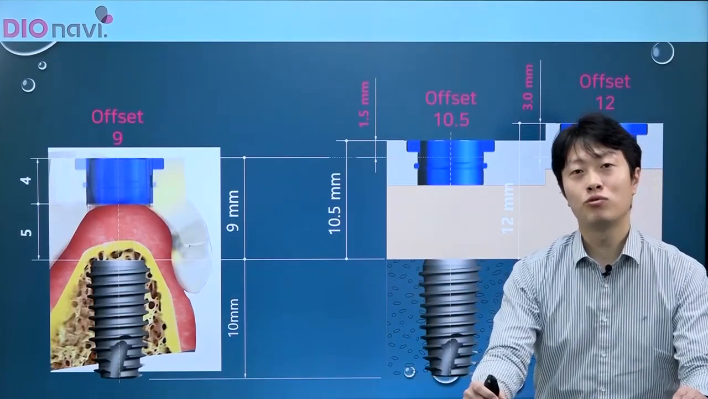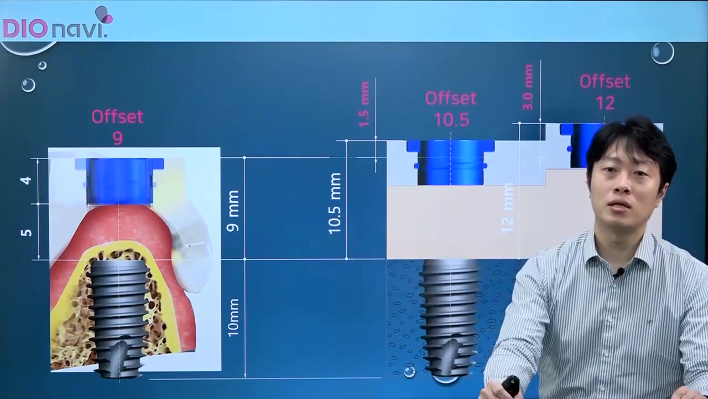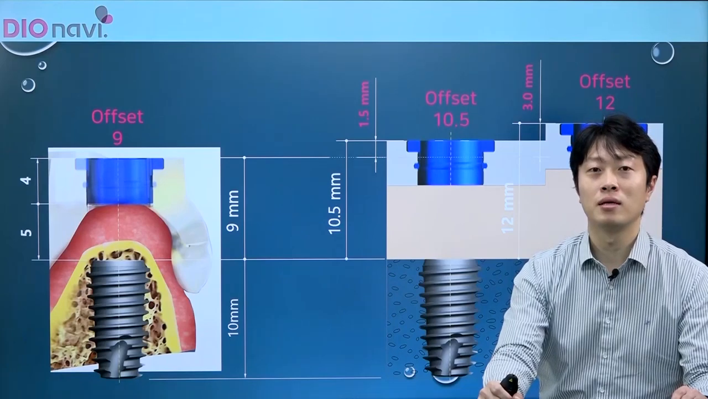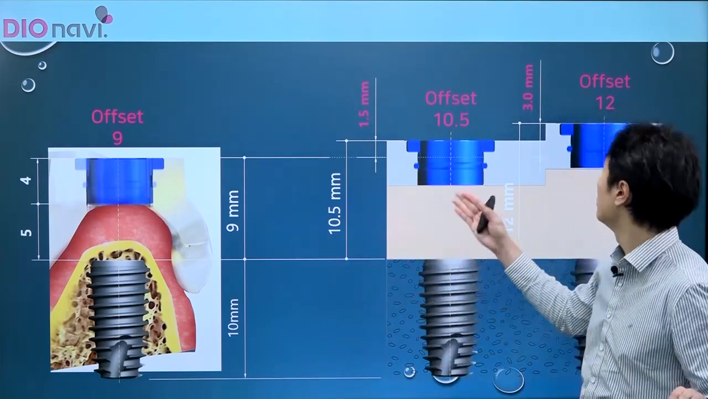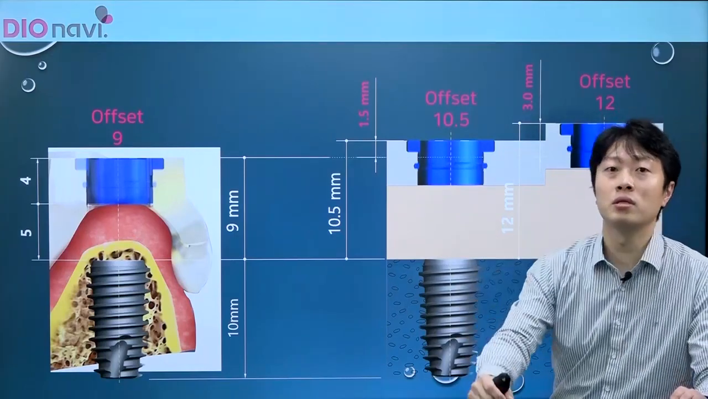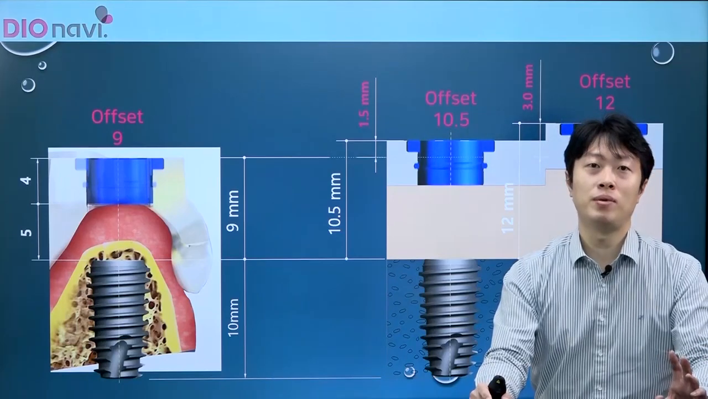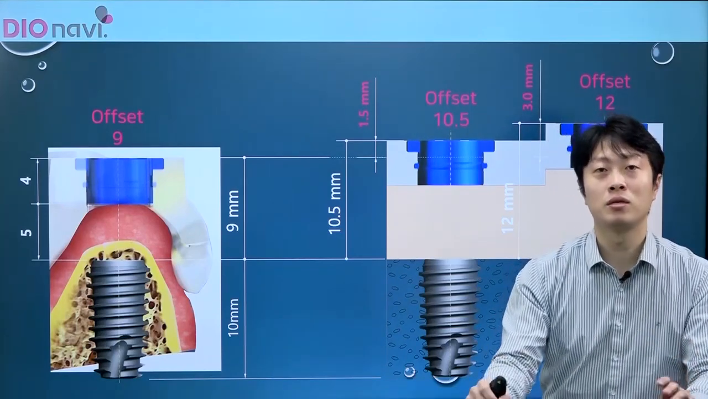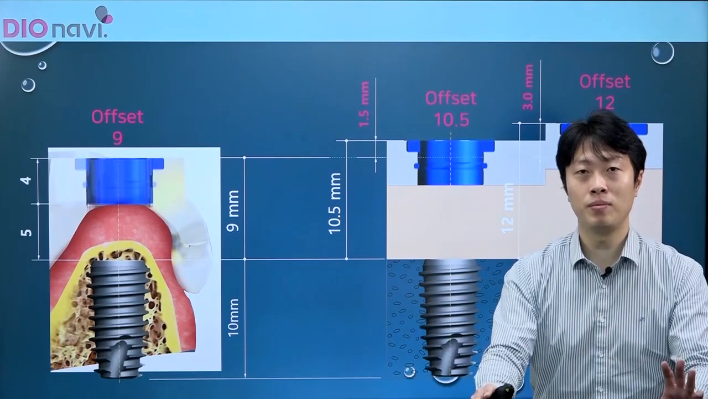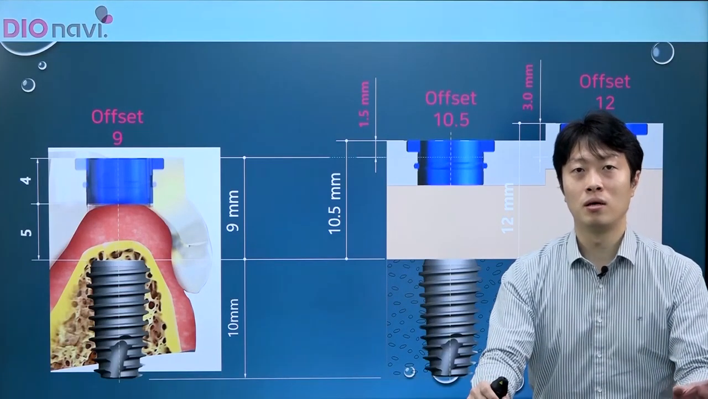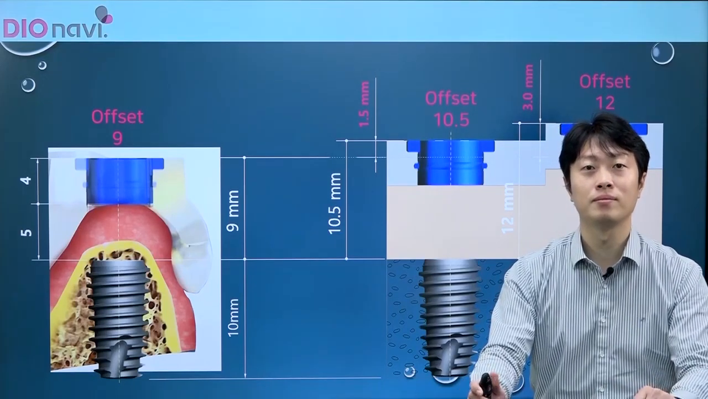If the gingiva is thick, the guide sleeve would be pressed by it. This will prevent the surgical guide from being fully seated. To respond to such a case, we offer offsets of 10.5 mm and 12 mm. DIOnavi doesn't offer various offsets such as those of 11 mm or 13 mm. Please keep in mind that three offsets, 9 mm, 10.5 mm, 12 mm, have been set as defaults.